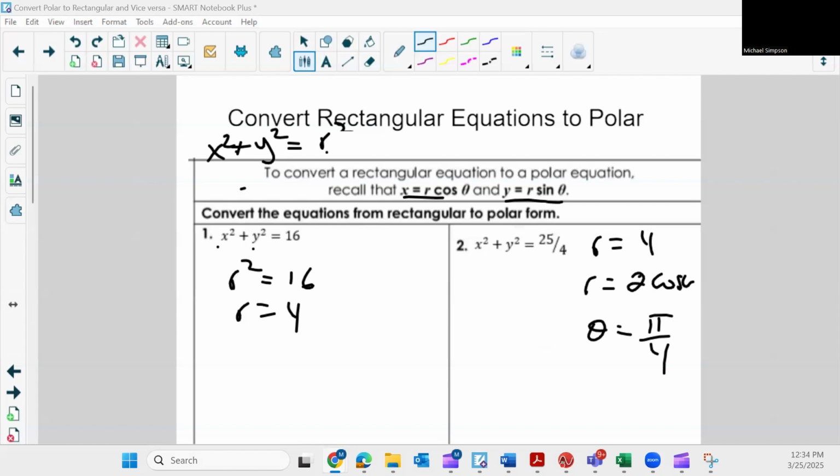Are we good? So what is number 2 equal to? R squared is equal to 25 over 4, and the square root, R, is equal to 5 over 2. So that's a circle with a radius of 2.5. Good, easy ones.